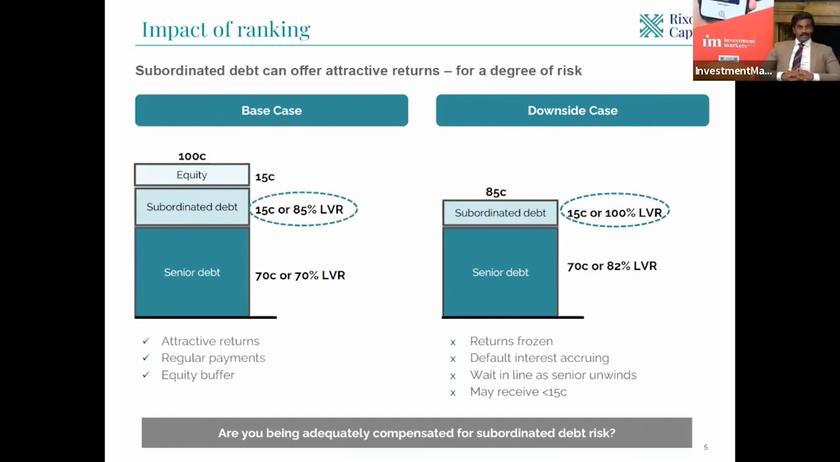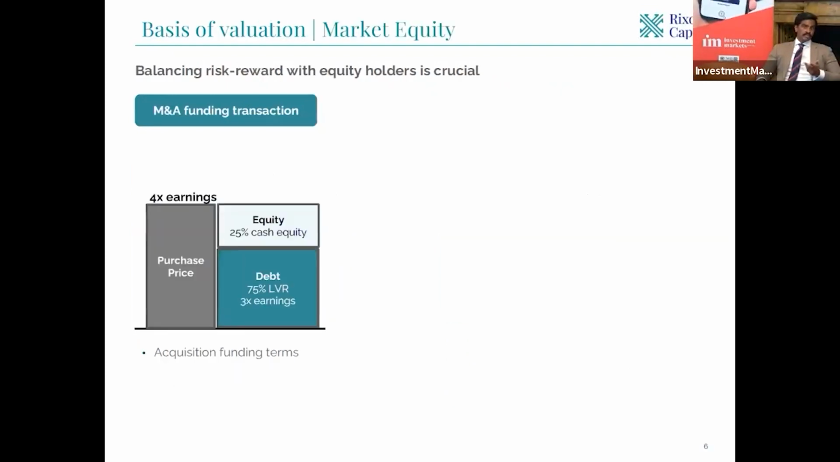So that's not to say an investment in subordinated debt isn't a good investment. But the question you've got to ask yourself as a debt holder is, are you being adequately compensated for the subordinated debt risk? When you consider the size of the equity buffer, consider the size and timing of the underlying asset base, which you can realize to actually return your capital. Next, I'm going to talk through three different ways with which you can calculate value and how it impacts your risk. First example is when you use market equity as your benchmark.